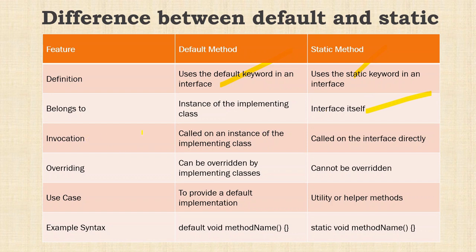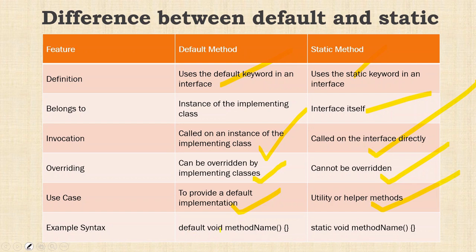So for invocation, a default method is called on an instance of the implementing class, and a static method is called on the interface directly, with the help of the interface name, dot, static method name. For overriding, a default method can be overridden by implementing classes, it is possible, and a static method can't be overridden. Use cases: default methods provide a default implementation, and static methods are for utility or helper methods.